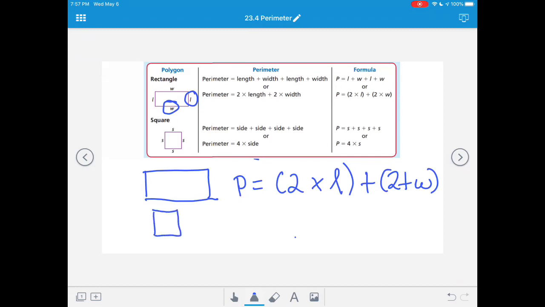And then a square has its own special formula as well. A square has all sides that are the same length. So if they tell you one side of the figure, you can know all the sides because they're all the same length. So the perimeter of a square is all of those sides added together, or a more simple way to do it is multiply the side lengths times 4. So 4 times s, because all of the side lengths are the same for squares.